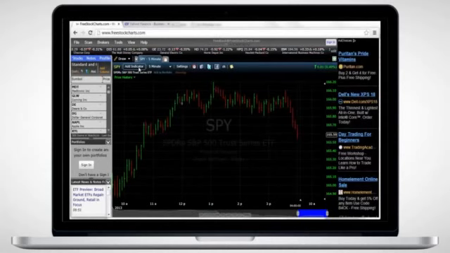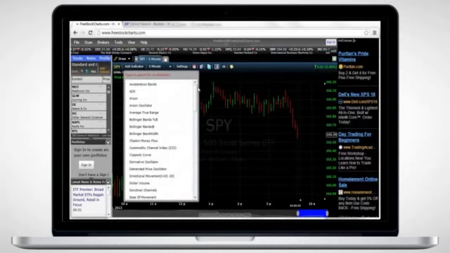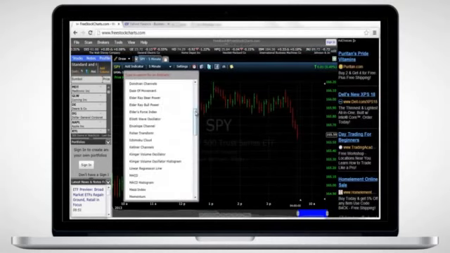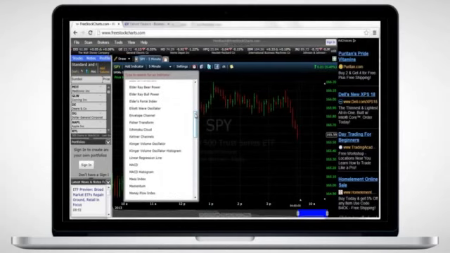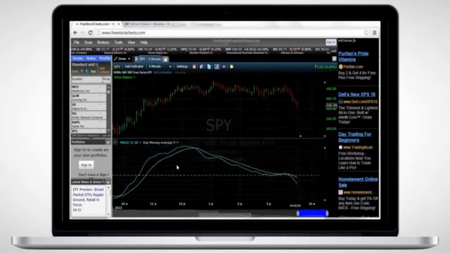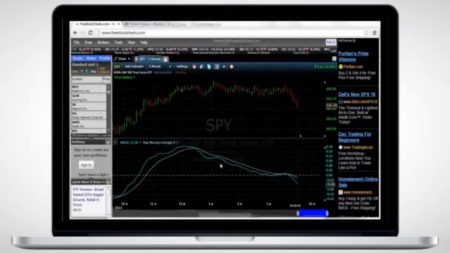Now if I click Add Indicator, it allows me to add any sort of indicator that I want to look at. For example, if I wanted to look at a moving average convergence divergence, I would click here and it would put that chart on the bottom. So it's pretty easy to customize and to look at anything that you think is relevant to your trading.